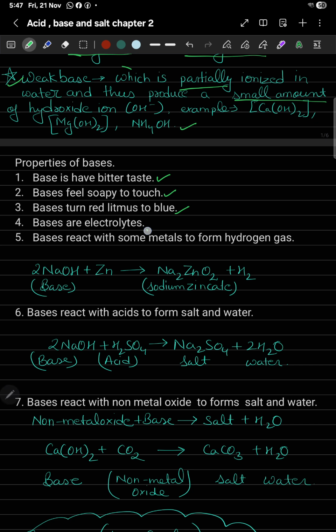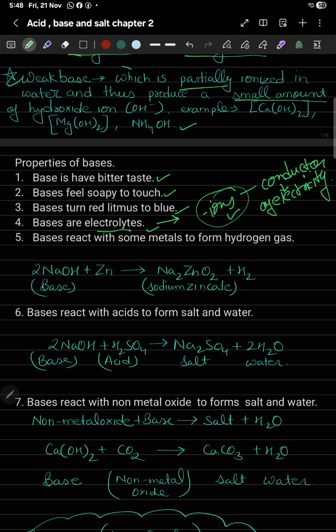Now fourth point is that bases are electrolytes. I told you in the previous video what the meaning of electrolyte is. Electrolyte means when you dissolve any substance, acid or base, in water, it gives you ions. When ions are present in solution, that means it is a conductor of electricity. So electrolyte means ions are present, and ions are responsible to conduct the electricity.